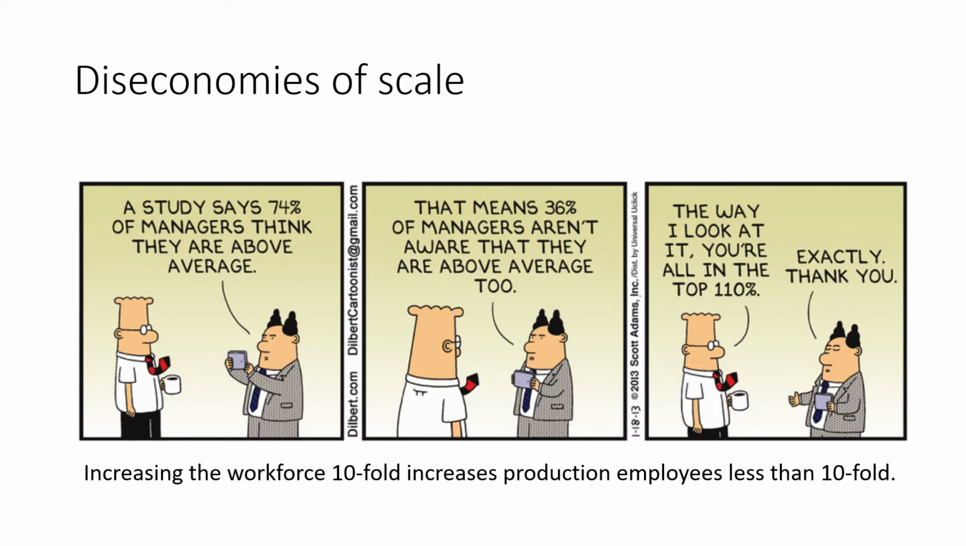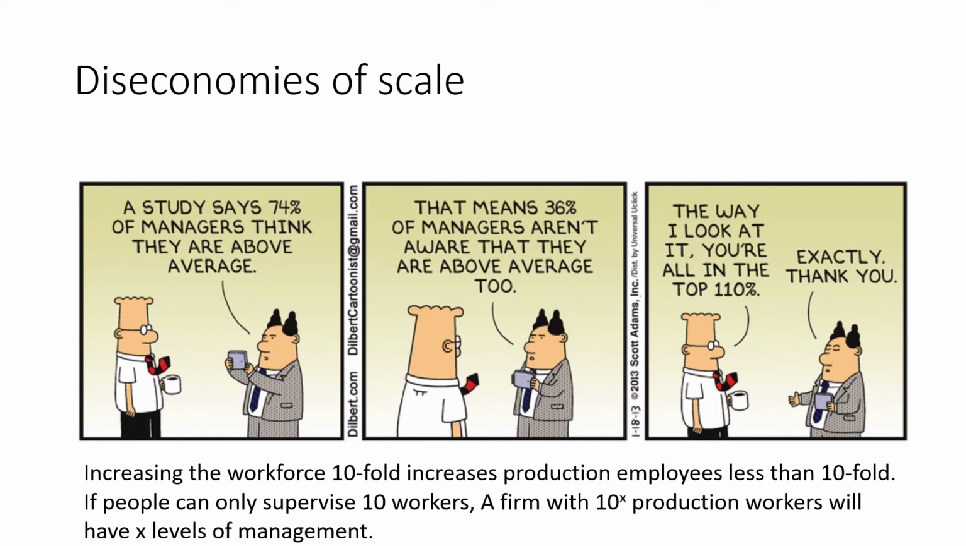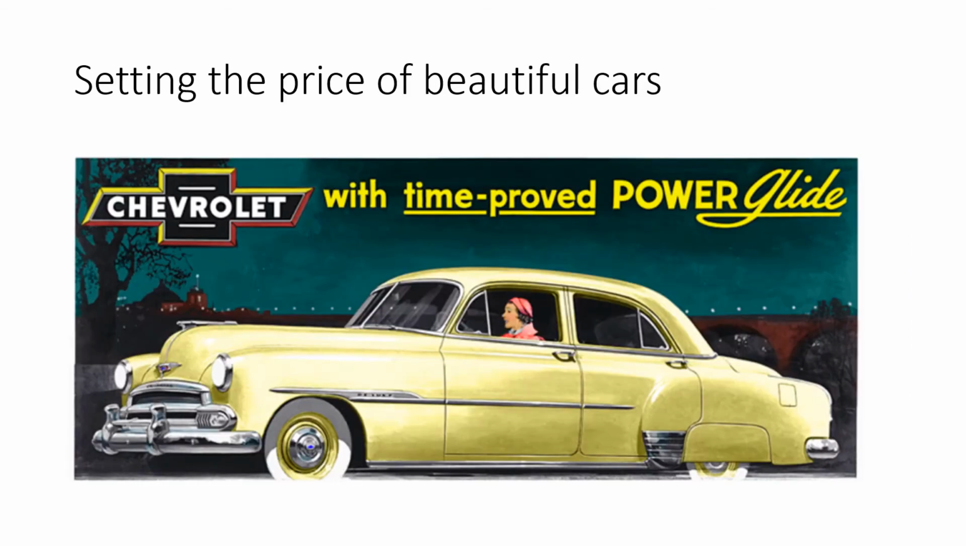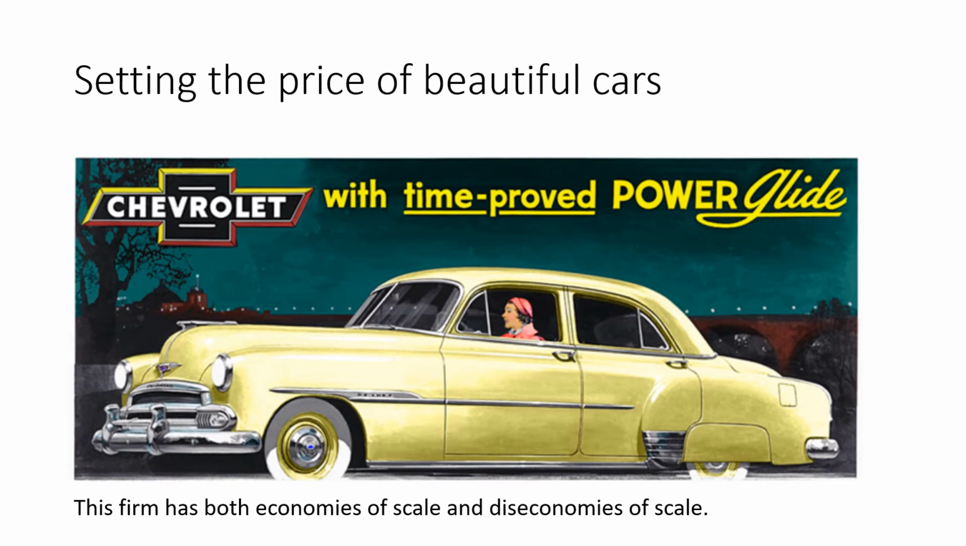Increasing the workforce tenfold increases production by less than tenfold. And if people can only supervise 10 workers, a firm with a given number of production workers will have X levels of management. Then, setting the price of beautiful cars, for example, in Chevrolet, this firm has both economies of scale and diseconomies of scale.